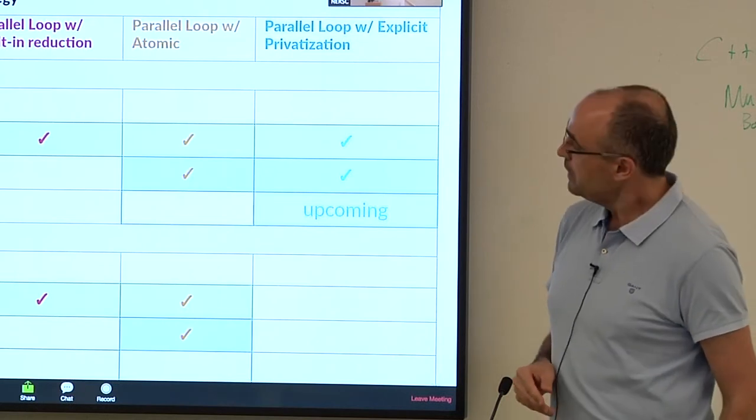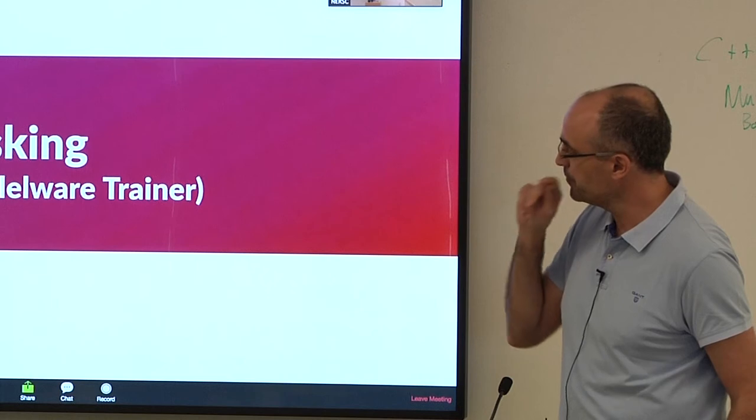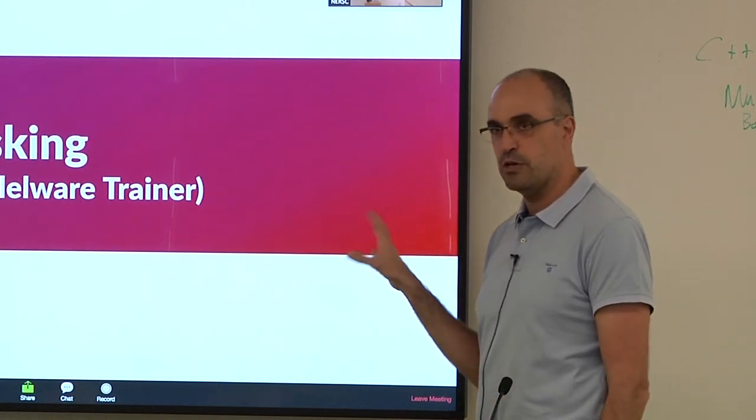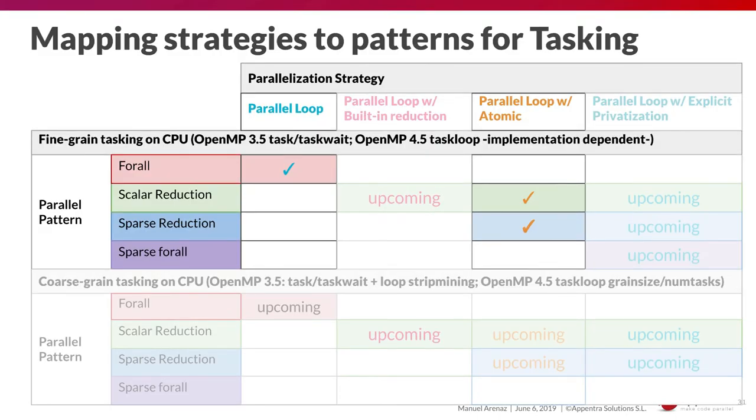One thing we will not explore, but you have in the documentation, is something we have already added in Parallel Trainer 1.2, the version you have in Cori. Very briefly, we have added support for tasking. Tasking is another paradigm that is raising a lot of interest in some scientific domains. So it's a possibility that you have there. You can use, again, more possibilities for the different strategies, for the different patterns, to generate more versions of the code.